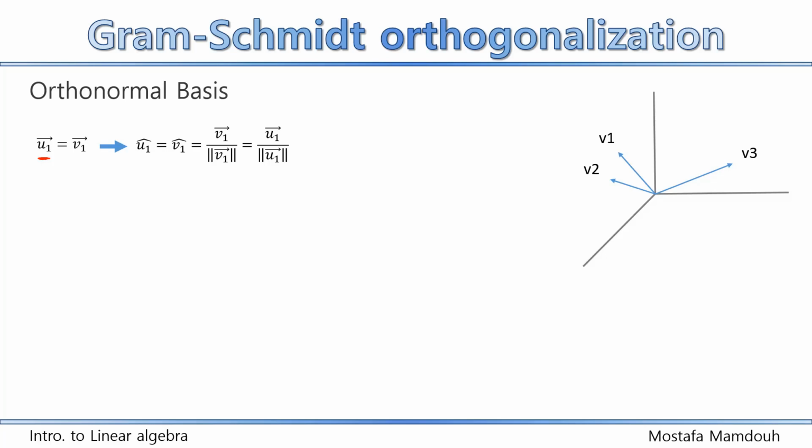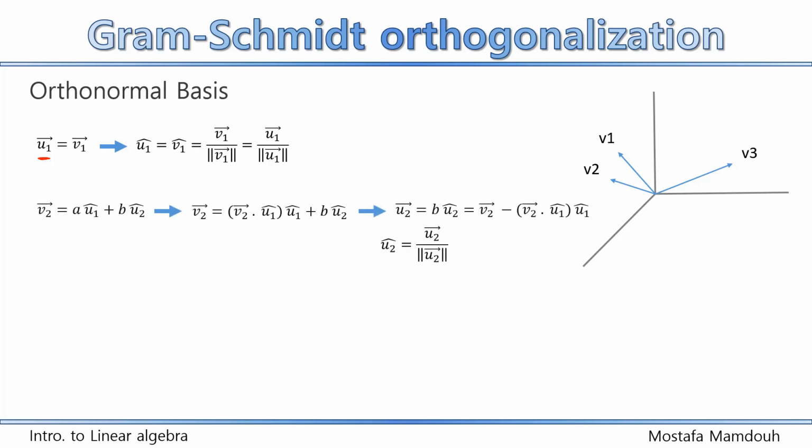Hence, the unit vector u1 is equal to the unit vector v1, which is equal to the vector v1 over the magnitude of the vector v1, or the norm of v1, which is again equal to u1 over the norm of u1. So getting the first vector is easy. Now every vector we're going to get from now on must be orthogonal to u1. So we first try to get u2.